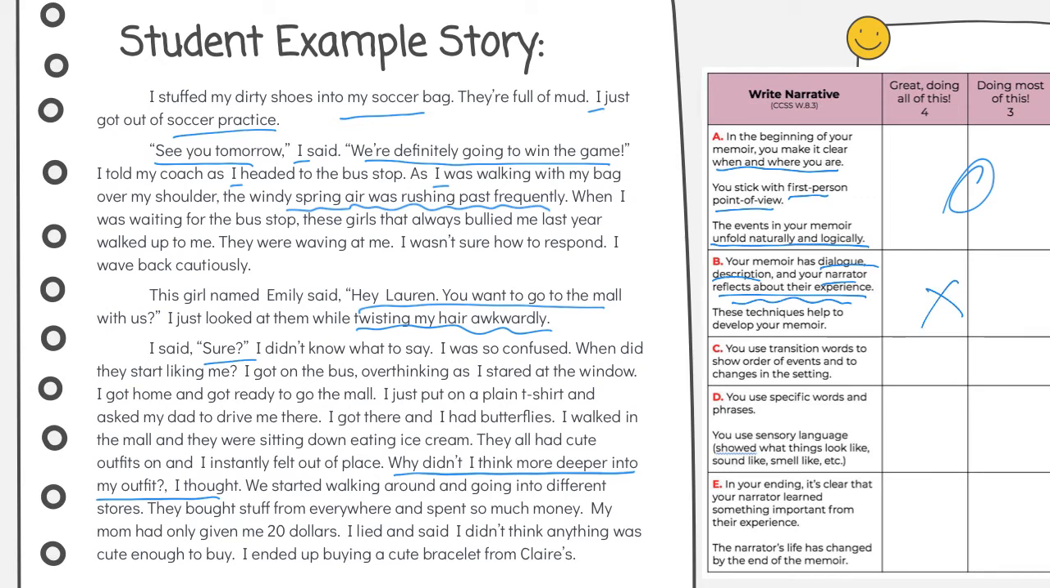Does it use transition words to show the order of events and changes in the setting? Well, we've only read a small excerpt so far. She did go from soccer practice to her home, and then the bus. And then the mall. Got ready to go to the mall. "My dad drove me there." So we can follow the flow of her story, but not that many transitions. So kind of, but she makes it work.